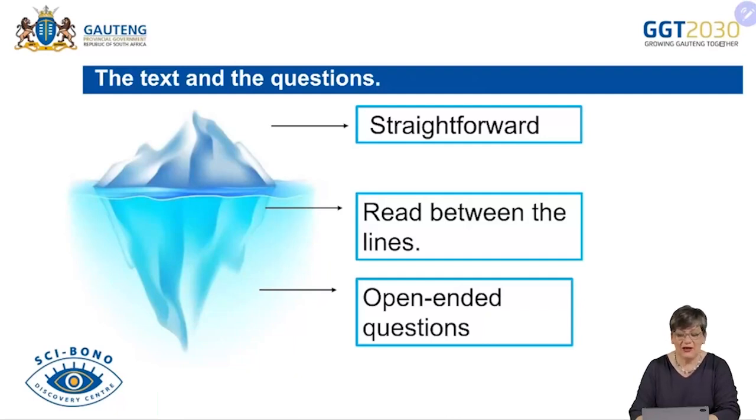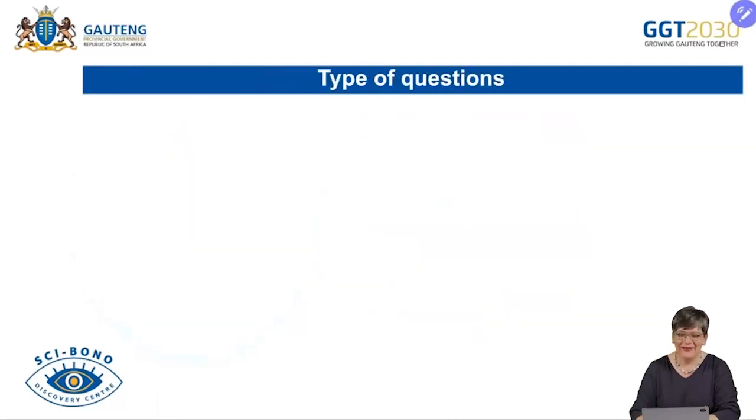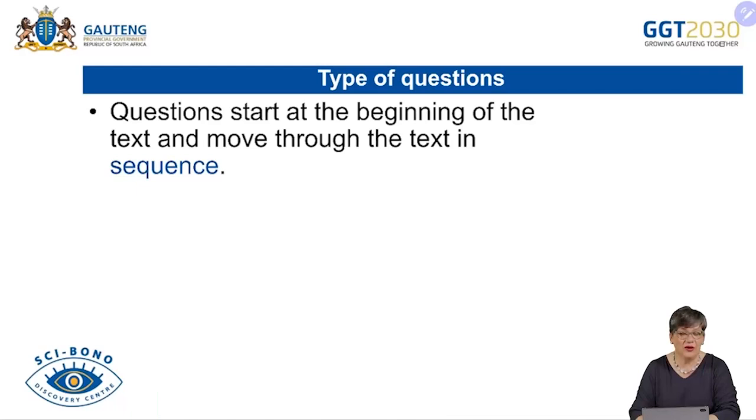Underneath the surface, you'll find questions where the answers aren't as clear, and you will have to infer. Infer means to read between the lines. And deep, deep down, probably at the end of a section, you will find your open-ended questions. This is where you really have to dig deep to get those answers. But don't worry, I'm here for you. I'll help you. I'll show you how it works. So let's start with the type of questions. I hope you have a pen and pencil ready so that you can make notes.